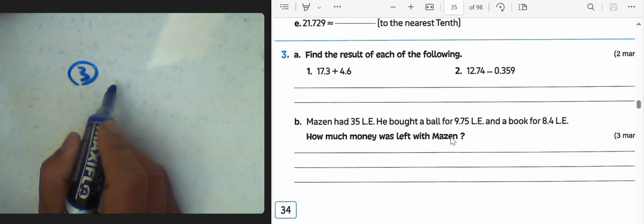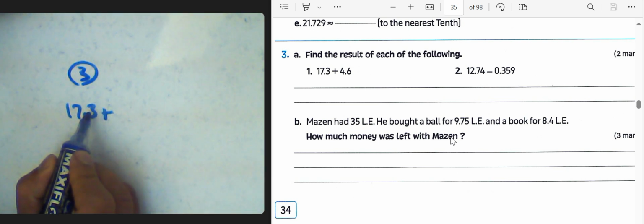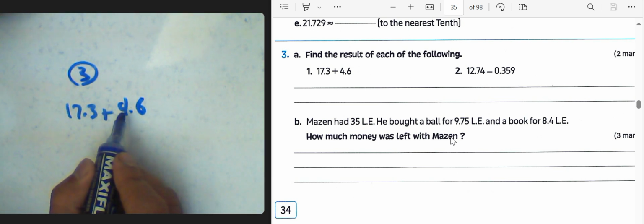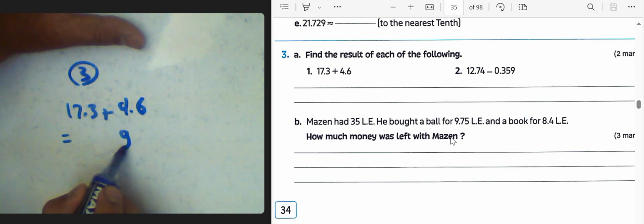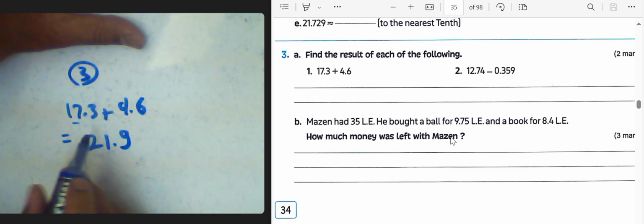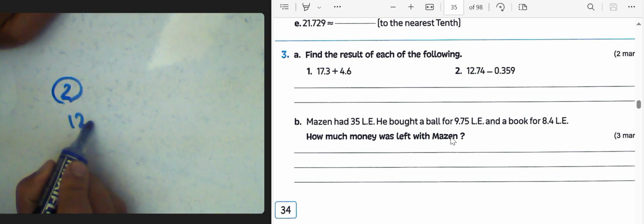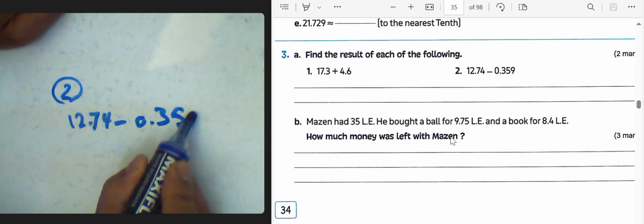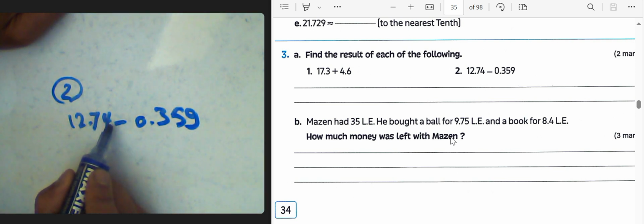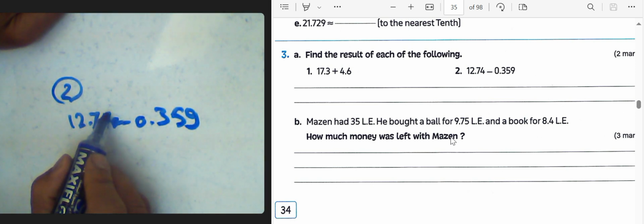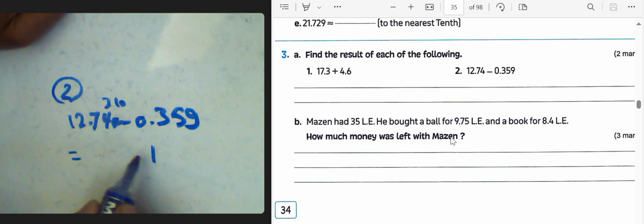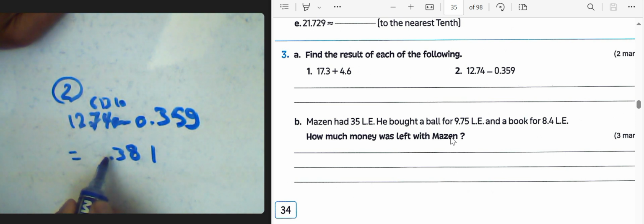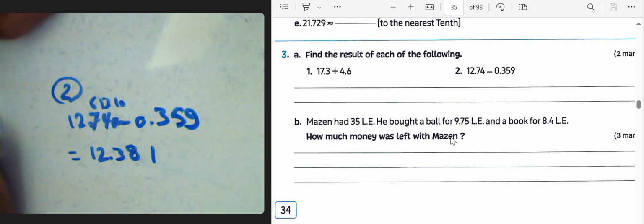Find the result of each of the following. We have 17 and 3/10 plus 4 and 6/10 equals 60 plus 9, and 17 plus 4 equals 21. Number 2, we want to find the difference. 12 and 74 hundredths subtracted by 0.35 and 9. We can put 1, put 0 here. 0 minus 9, we can't do it. Put 1, it will be 10 minus 9, 1, and 3 minus 5, we can't do it. 13 minus 5 equals 8, and 6 minus 3 equals 3. 12 minus 0 equals 12.